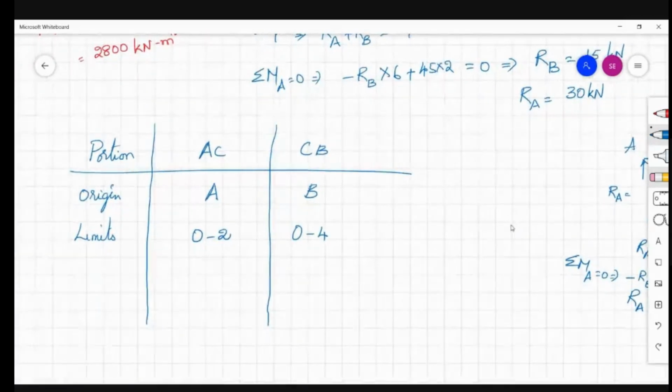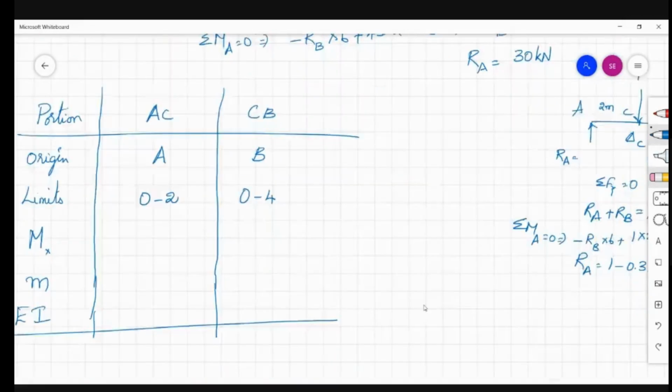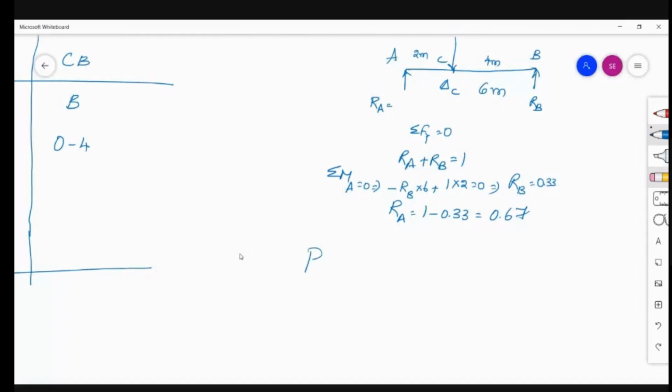Now, while writing this, portion AC is written, then portion CB. The origin is considered as A, and the limits are 0 to 2 for the AC portion. Then M at any section due to the external load system, small m, then EI. For this, I want to get the value of Mx. To get it, see portion AC.